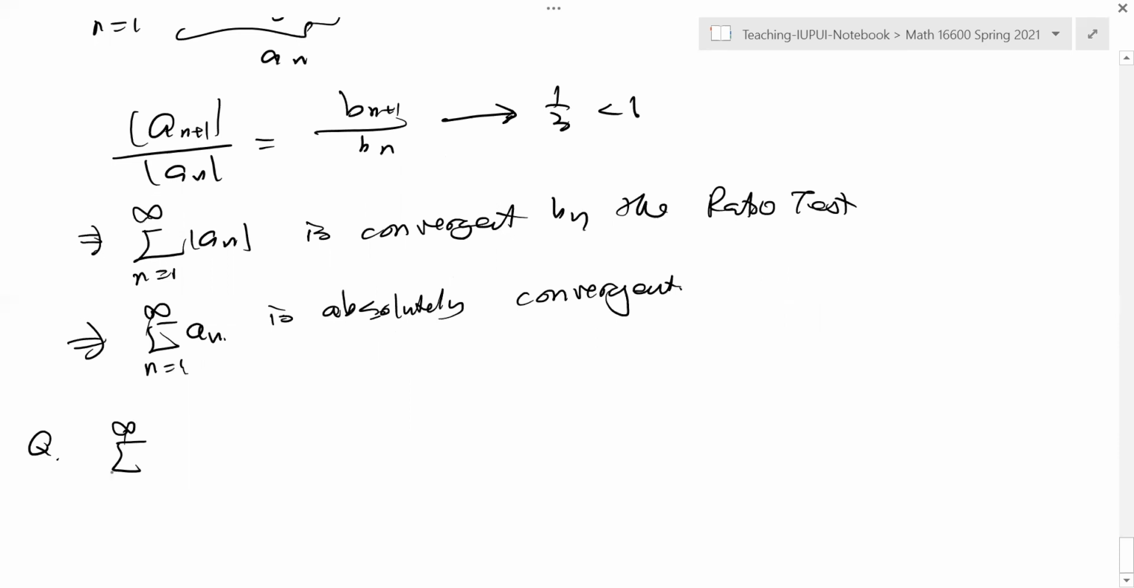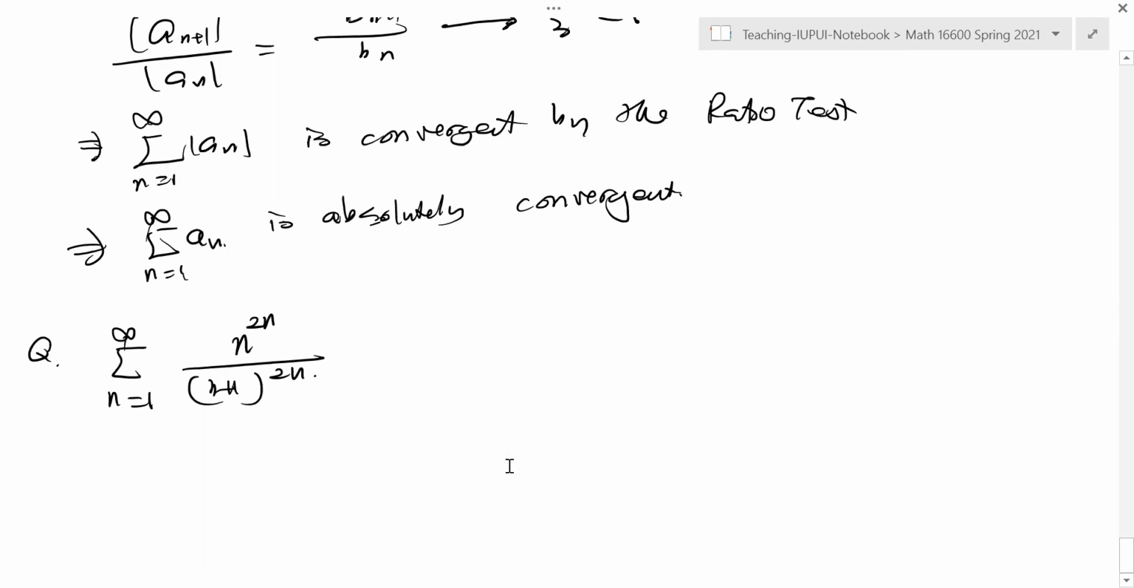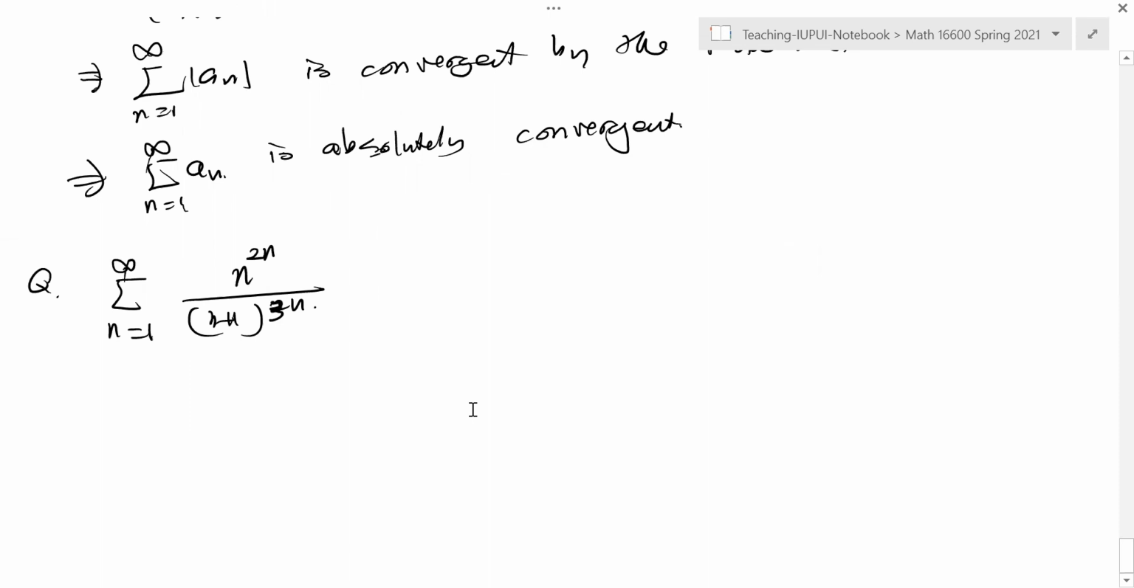All right, so now this is n to the 2n over (n plus 1) to the 2n, with 3 to the n. Let's change that to 3. Is it convergent or not? Yeah, I think it's convergent. The question is how do you prove it? What kind of method can you use? All right, so please work on it.